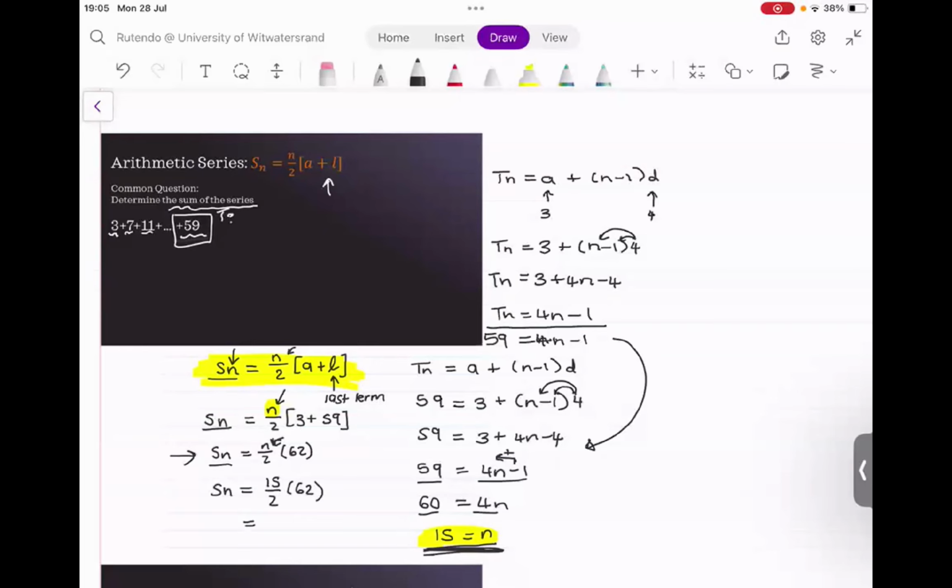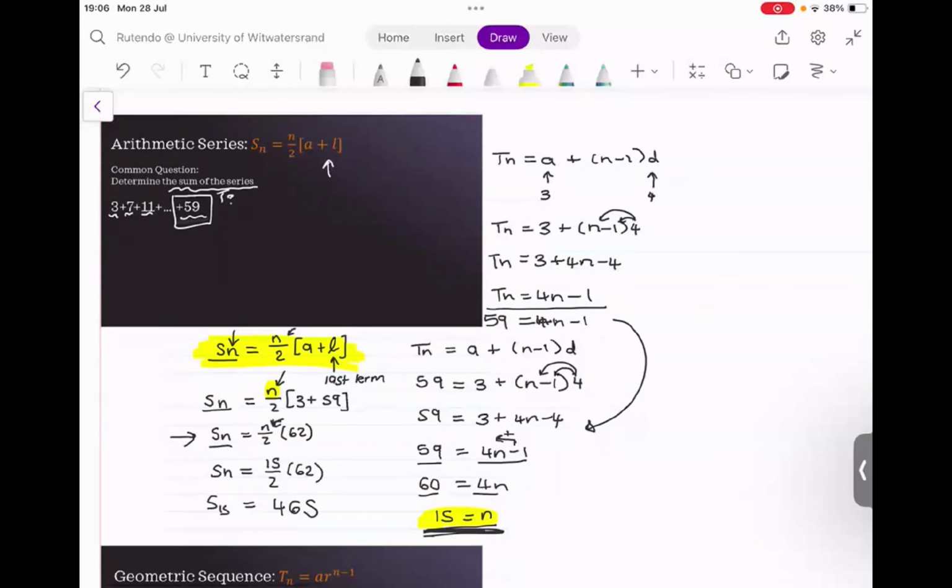So 15 over 2 multiplied by 62 gives us 465. So S of 15 is 465. Okay. Does that make sense? Is that a little bit better?